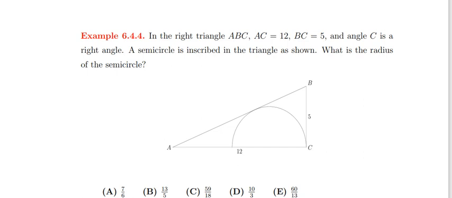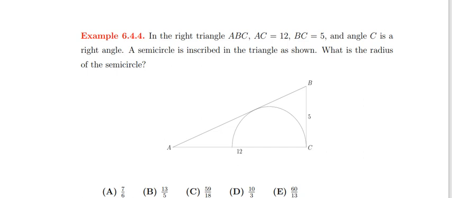Okay, now let's move to this problem. This is in the right triangle ABC. AC equals 12, BC equals 5. So AB equals 13, right? So this is a 5, 12, 13 right triangle. Okay, and angle C is a right angle.